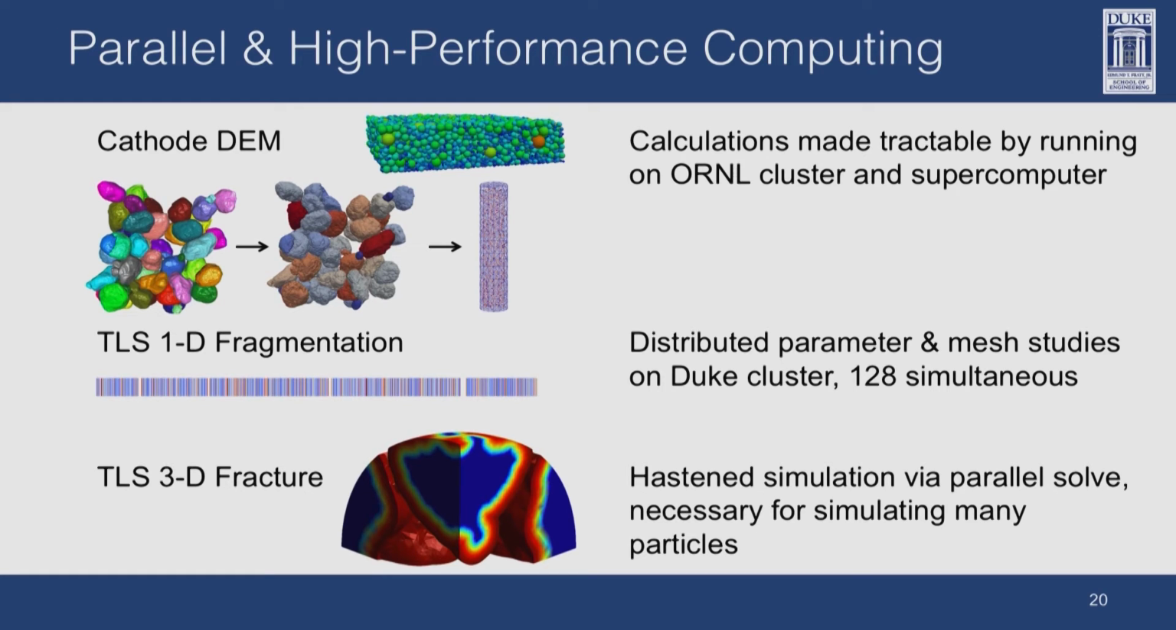For the 1D fragmentation problems, I was able to distribute this on our cluster here at Duke and run 128 simultaneous simulations to greatly improve the simulation process speed. And then for our 3D fracture problems, the simulation was hastened by using parallel solve. And if you were to simulate many particles or the entire cathode, parallel computing would be absolutely critical.